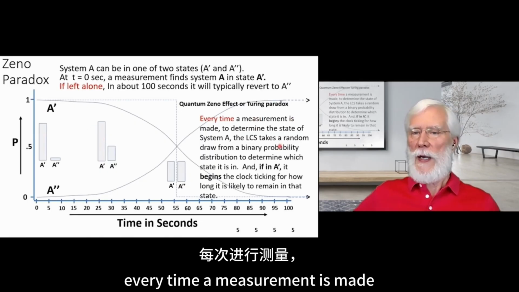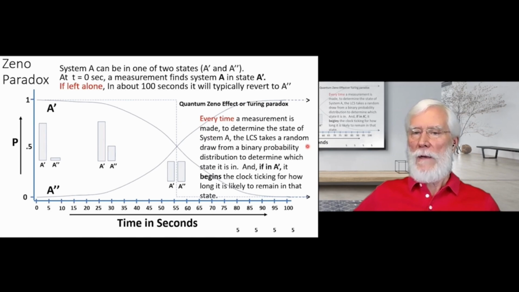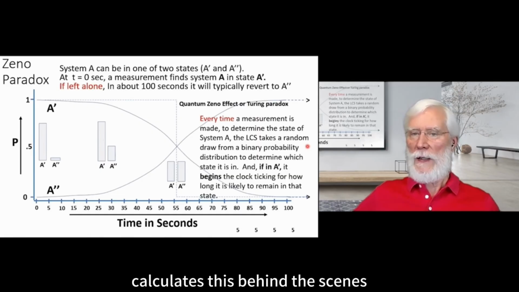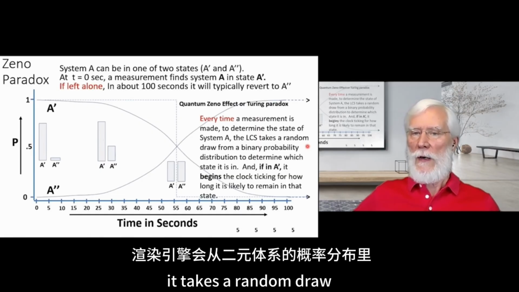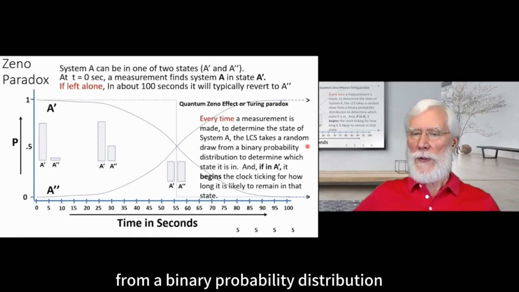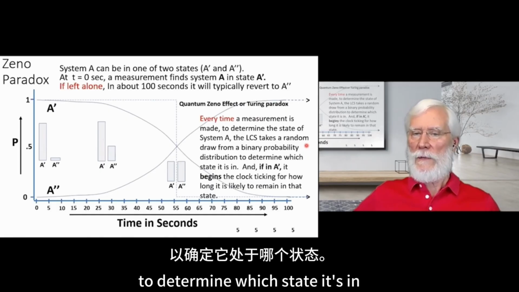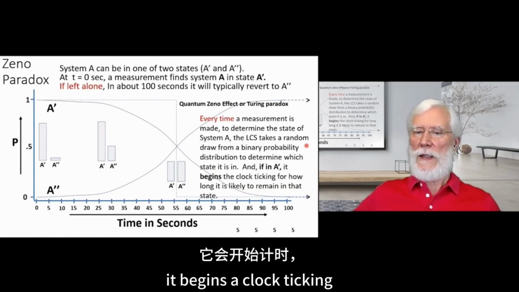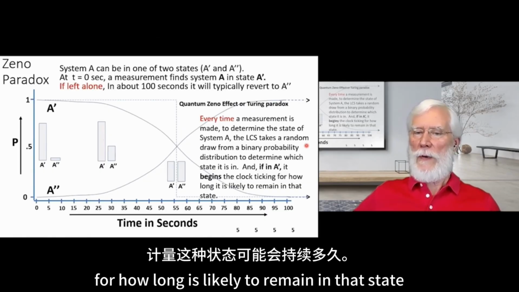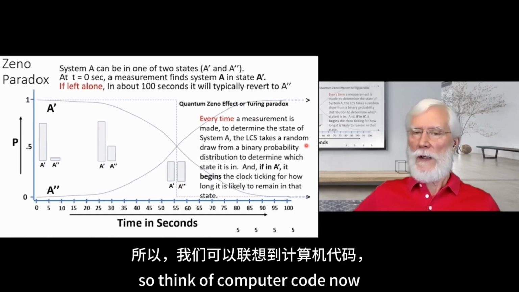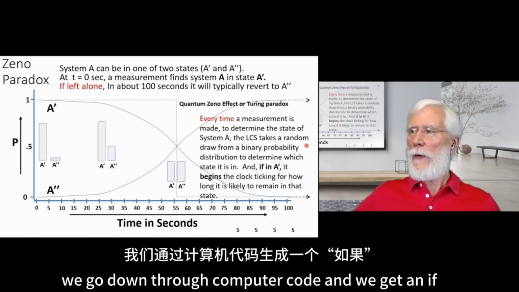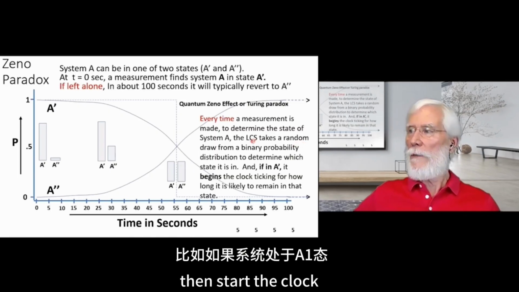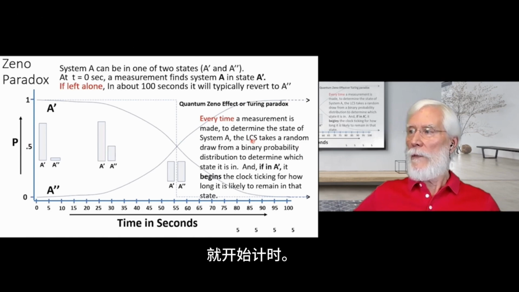Every time a measurement is made to determine the state of system A, here's how the larger conscious system, the rendering engine, calculates this behind the scenes. It takes a random draw from a binary probability distribution to determine which state it's in. And if it's in A prime, that's the excited state, it begins a clock ticking for how long it's likely to remain in that state. So think of computer code now. We go down through computer code and we get an if-then statement. If in A prime, then start the clock. Okay? Simple thing.